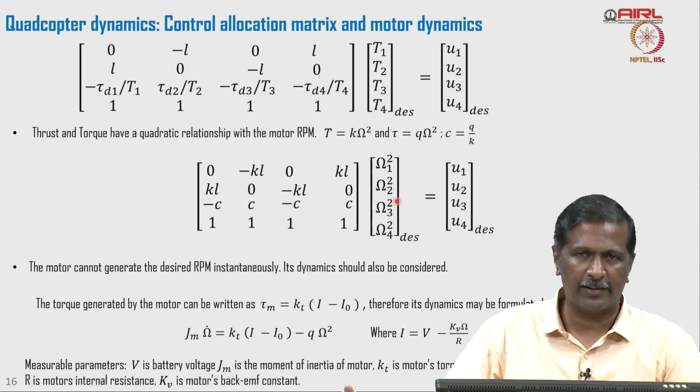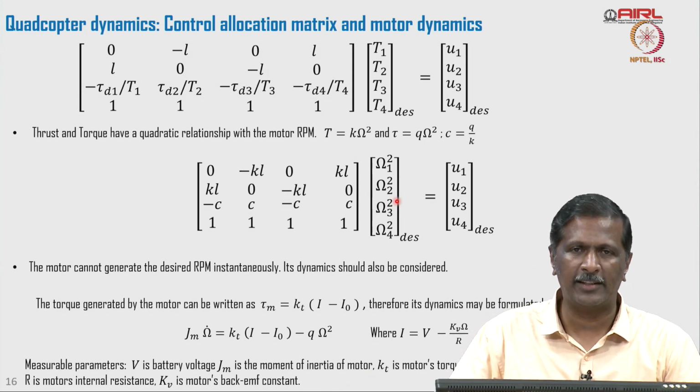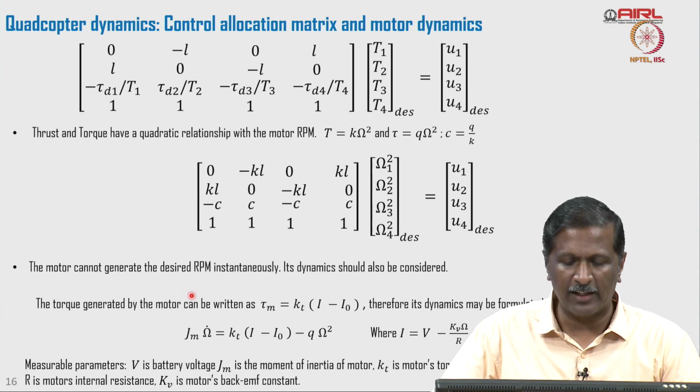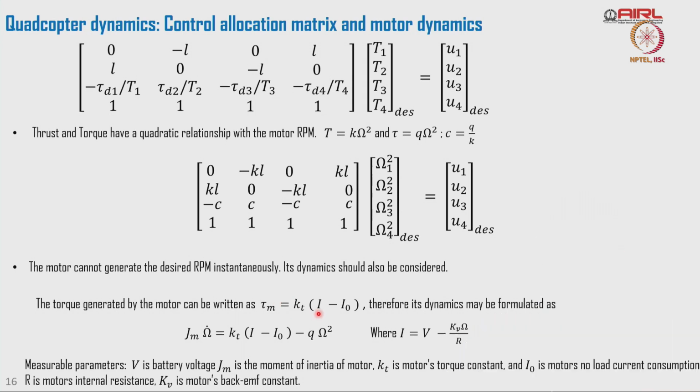Now, the motor is my actuator, which is helping the propeller to rotate at a specific RPM. So, we look at how the dynamics is going to play a role. The torque generated by the motor, tau m, depends on a motor constant times I minus I naught. Therefore, its dynamics can be modeled: J m omega dot is kT into I minus I naught minus Q omega square, where I, the current, equals V minus kV omega, divided by R. So, I can get the motor constants and the relationship. So, I have the actuator model also with us.